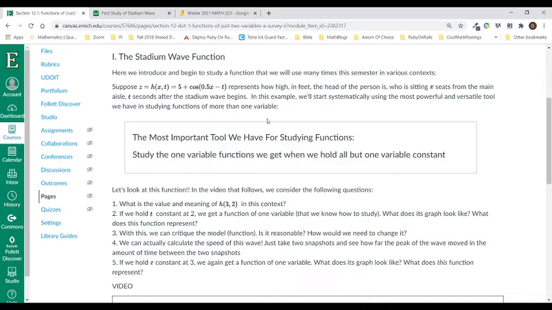Now, the most important tool we have for studying functions, you can see this in the big box, says study the one variable functions we get when we hold all but one variable constant. So for the most part, what we're going to do is just go over to Desmos, just see what happens when we hold one variable constant and what kinds of questions we can answer. We're going to go back and forth between doing this. I think today I will probably just use this in Desmos.